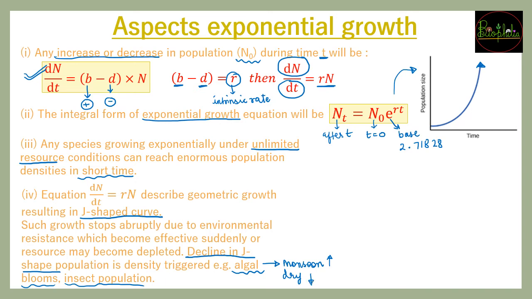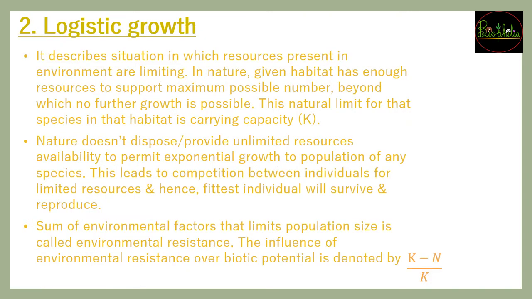So that J-shaped population can be seen, the exponential growth can be seen during the monsoons, where the relative availability of resources is unlimited, whereas in summers there will be competition for the resources, and that makes us start our new growth model, which is the logistic growth model. The logistic growth model is much more of a practical growth model, because you can relate it to the real world.